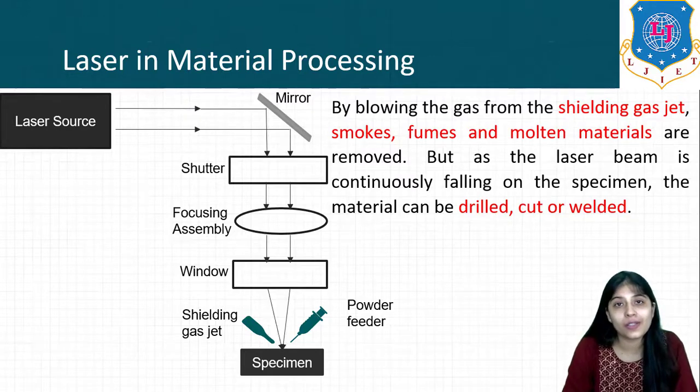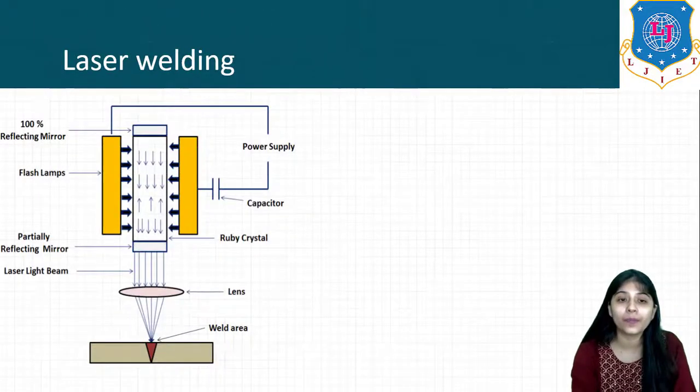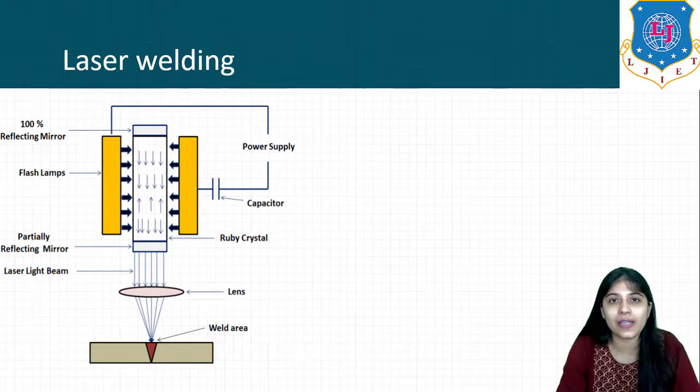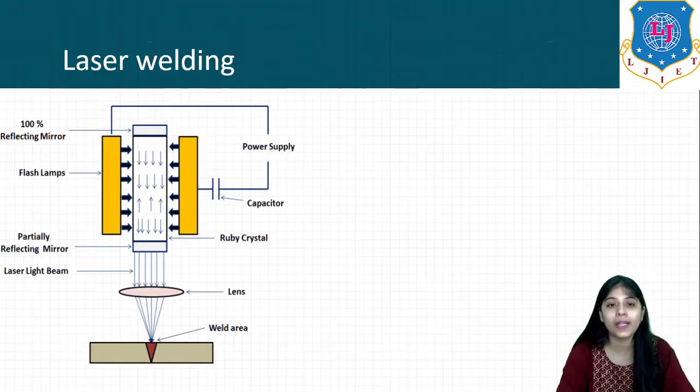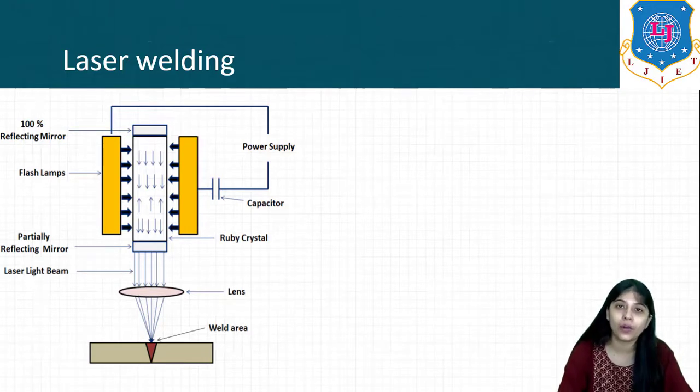Okay, so now let us go through another application, that is laser welding. So as you can see in this diagram, for the laser welding, first of all, for the laser production, the same type of arrangements are there as we have used in the production. For example, there is a power supply, a capacitor, and a ruby laser is used here, so the ruby crystal is there. Then there is an optical resonator cavity, that is a 100% reflecting mirror, a partially reflecting mirror, along with flash lamps that are required for pumping.